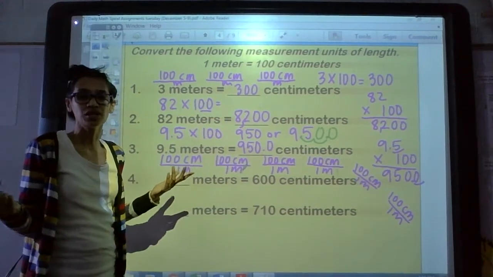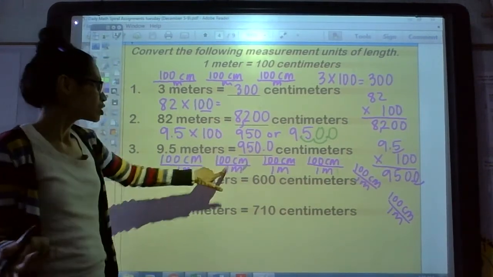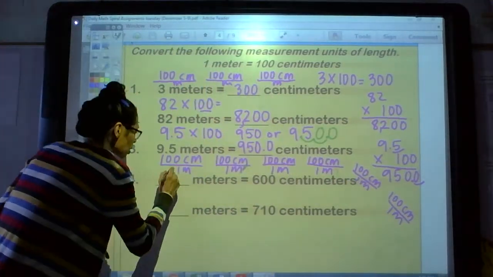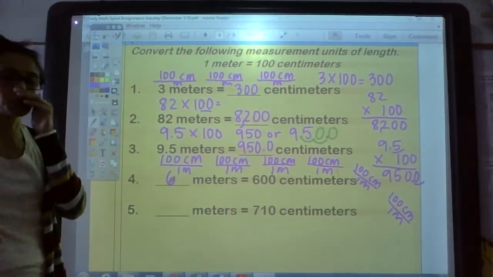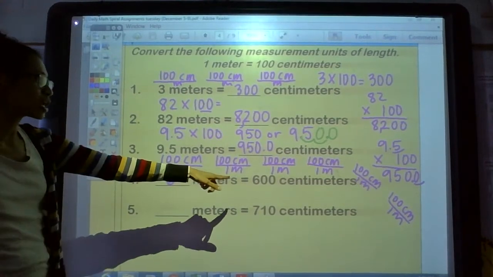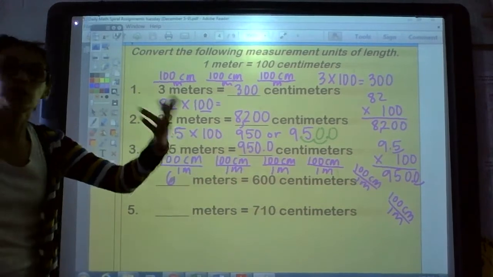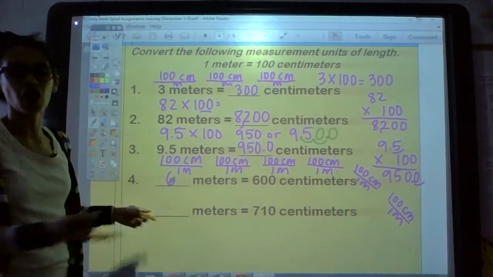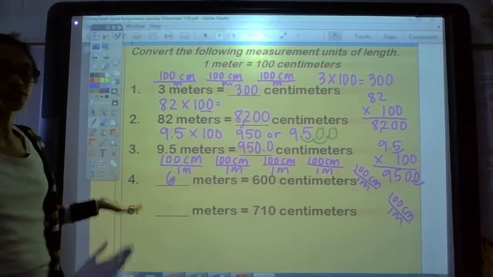How many meters do you see? Count it. 1, 2, 3, 4, 5, 6. There are 6 meters. And remember, we could do what? We can divide. We can divide 600 divided by 100. And what is that? That is 6. All right, on to the last one. We're going to do the same thing.